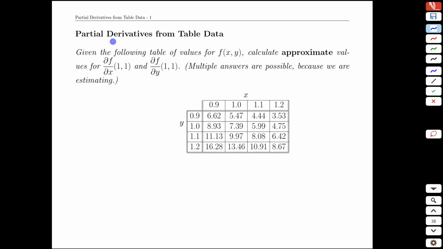In this video, we're going to look at partial derivatives for data as presented in a tabular format. Note that this is not a linear function. How do we know that?